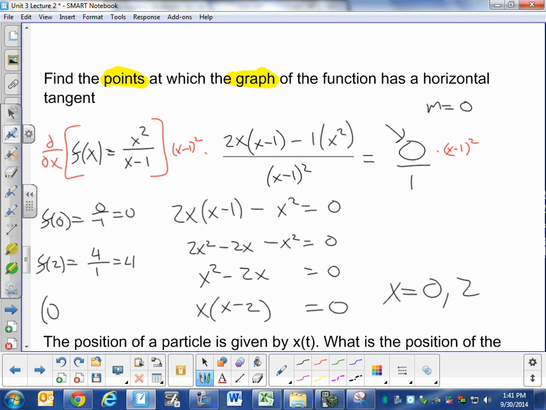So that gives me the point 0, 0. I have a horizontal tangent. And the point 2, 4. I have a horizontal tangent.